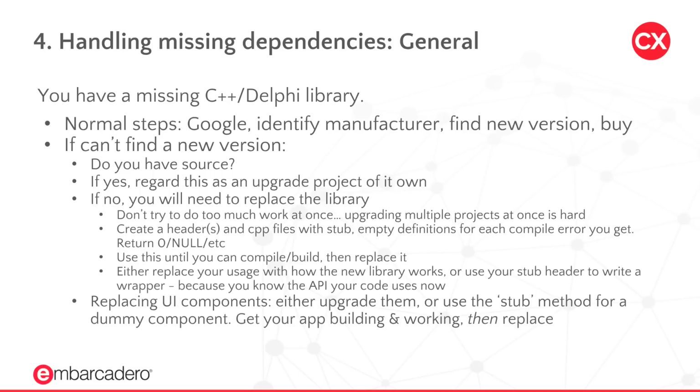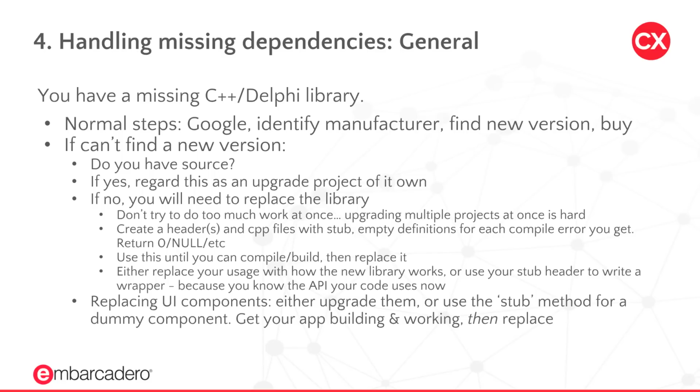Well, the first question to ask is, do you have the source? And if yes, then regard this as an upgrade project of its own. Now, one of the general strategic principles that I mentioned at the beginning of this was to try and only do one thing at once. So that means that if you're going to upgrade the library that you have as a project of its own, then do it genuinely as a project of its own. In other words, pause this current upgrade project and go and do that.